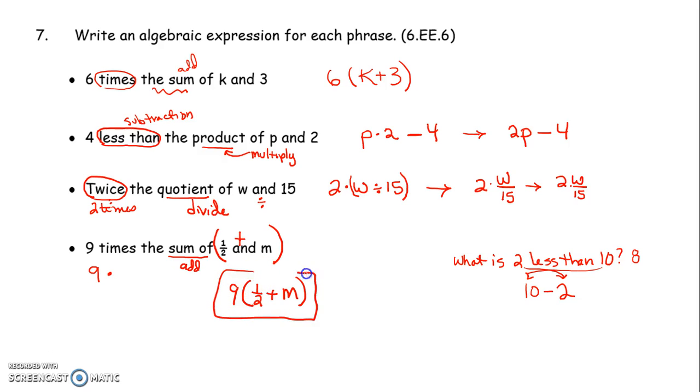All right. Hopefully that's just a little review of some of the terminology. Sum means to add, less than would be subtract, product is to multiply, quotient is to divide, twice is 2 times. Hopefully that helps, and hopefully you can see when it says the sum of, that those values need to be within parentheses then. All right, hope that helps.